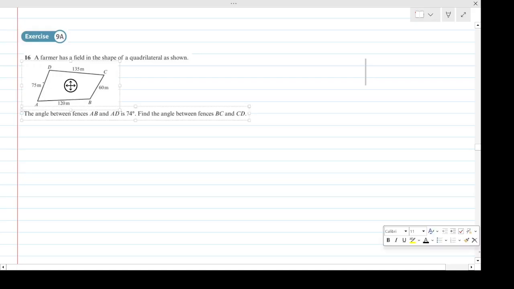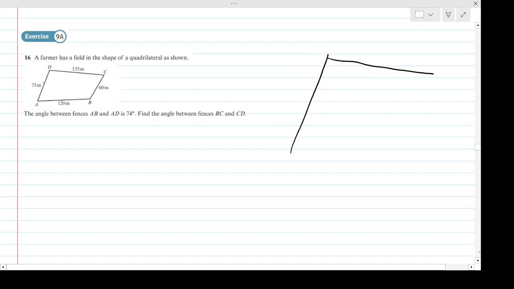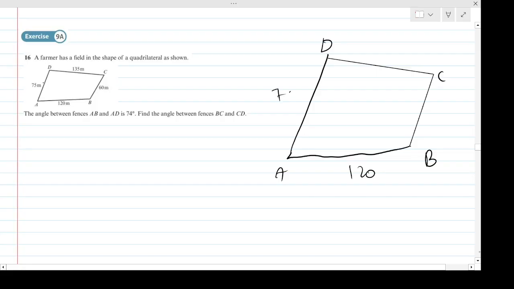I'm going to make a bigger diagram myself, copying what they're giving me but making it a bit bigger. So AB, AD, CB. Now AB is 120, AD is 75, 135 there, and 60 here. And I'm told the angle here between AD and AB is 74.